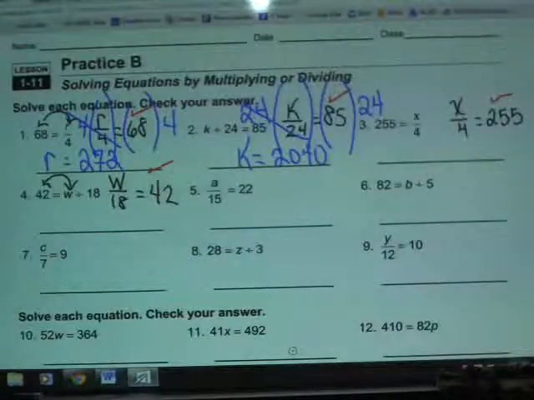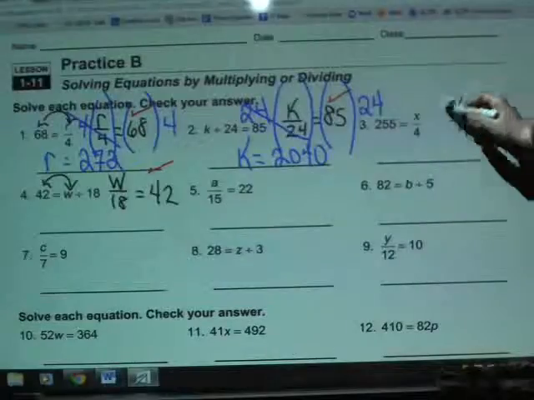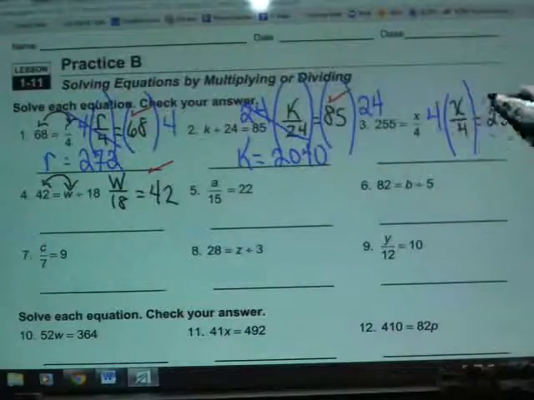Number 3, 255 equals x over 4, which we've changed to x over 4 equals 255. And we've identified that 255 is the number that's in the correct location. So we're going to look at moving the 4 out of the way here. Well, how am I going to move the 4? I'm going to do the opposite. Right now this says I'm dividing by 4. So the opposite is to multiply both sides by 4, which is what those parentheses show me.